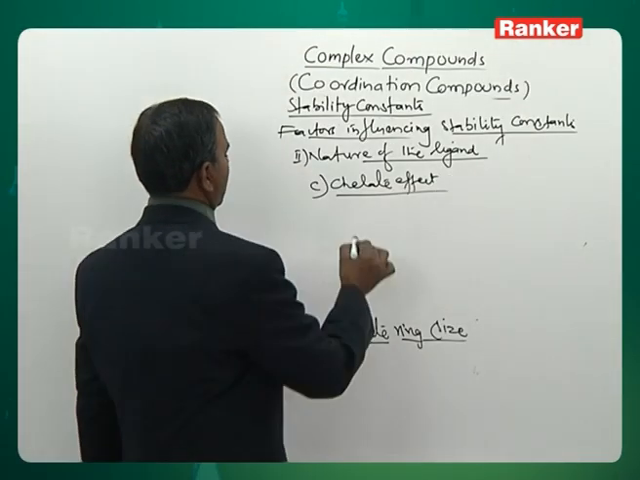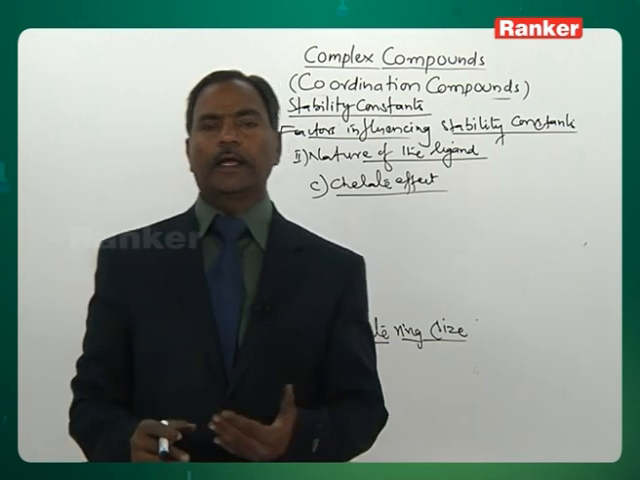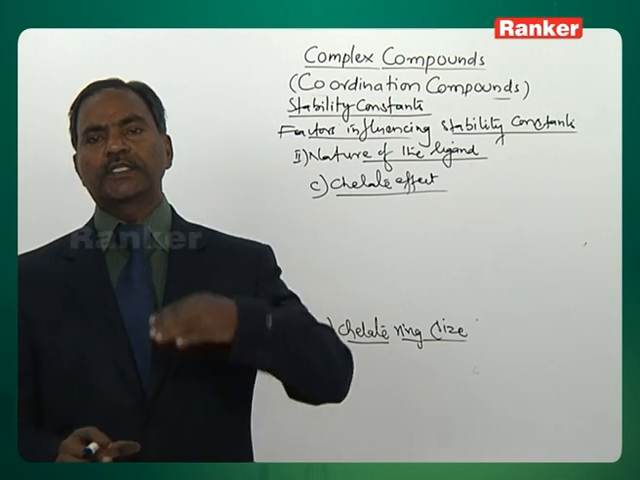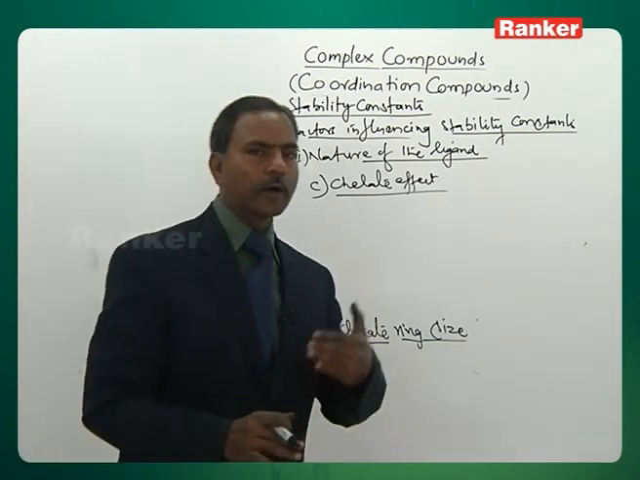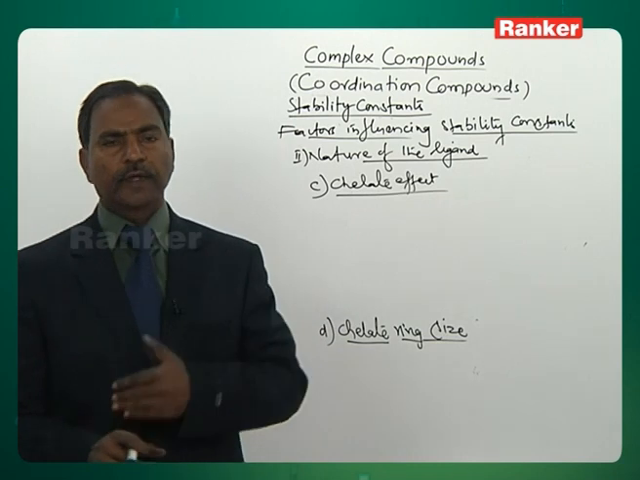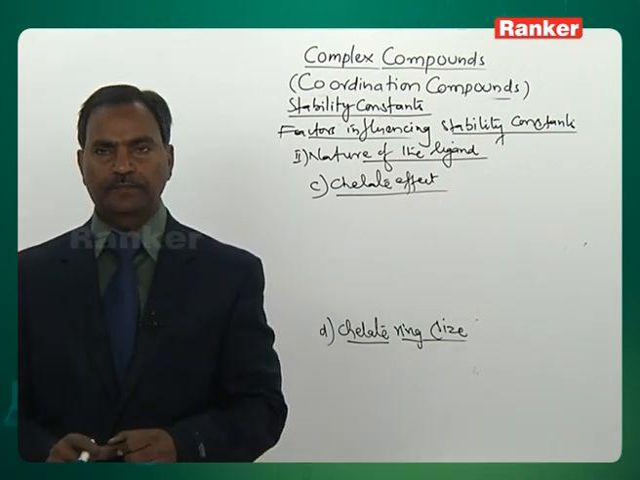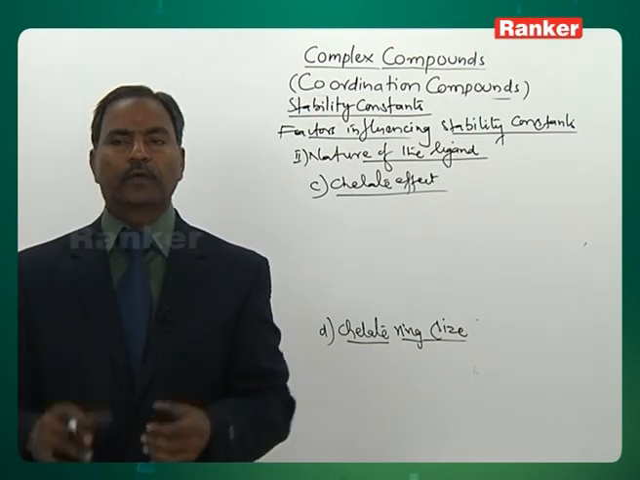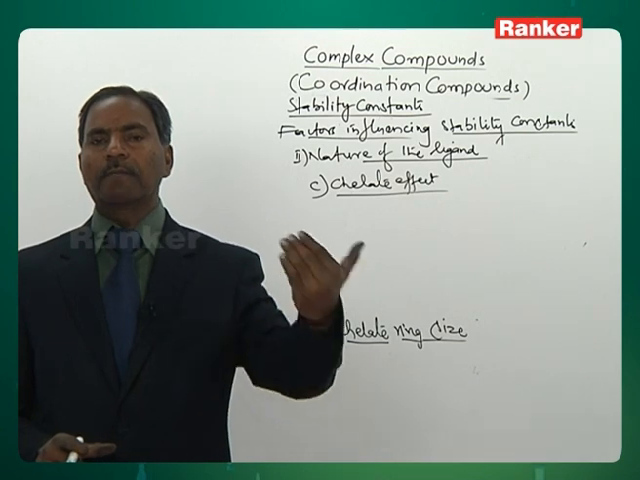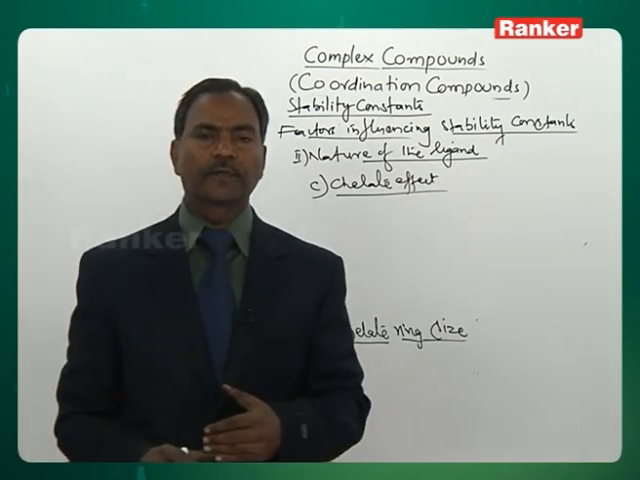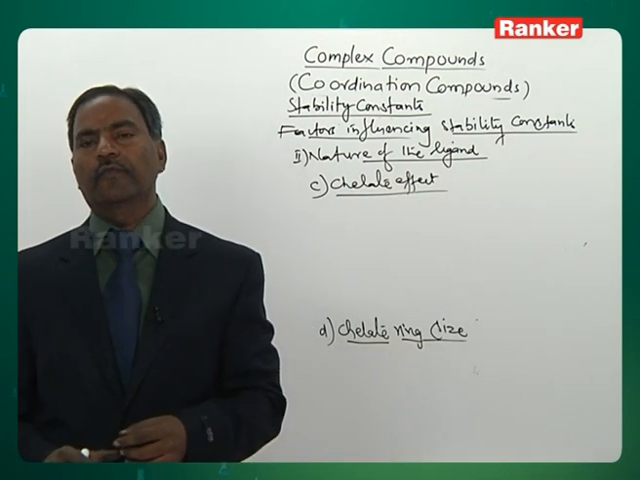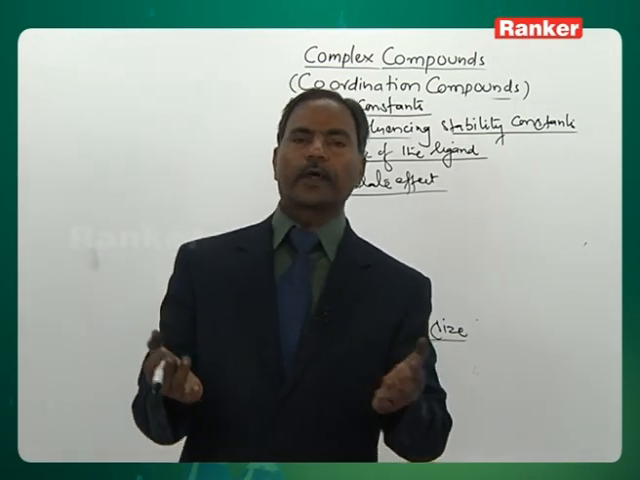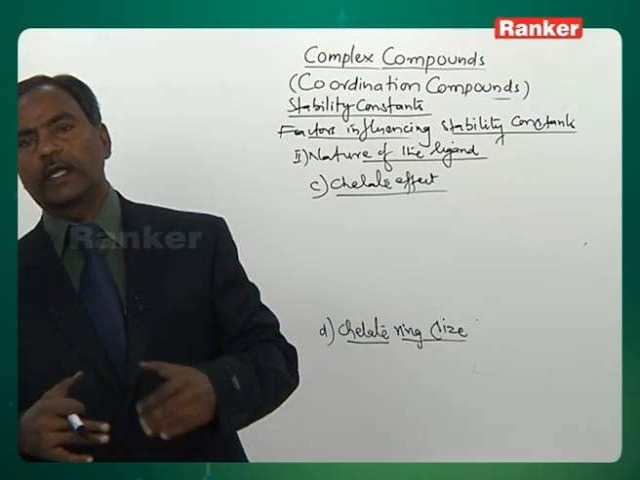Chelate effect. Generally, wherever chelate ligands or polydentate ligands are there, that particular complex is found to be highly stable. This higher stability in comparison to the complex carrying monodentate ligands, that particular higher stability we call it what? Chelate effect. The complex with chelate ligands is found to be abnormally more stable compared to the complex which is carrying monodentate ligands. That higher stability we call it as what? Chelate effect. Why is a polydentate ligand or a chelate ligand producing a highly stable complex?